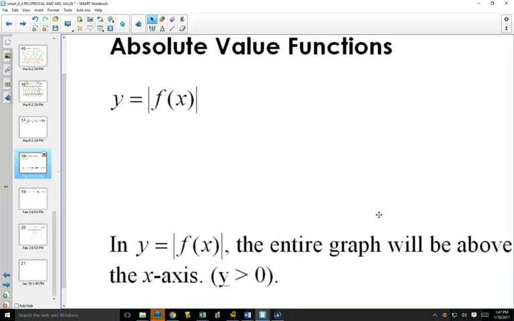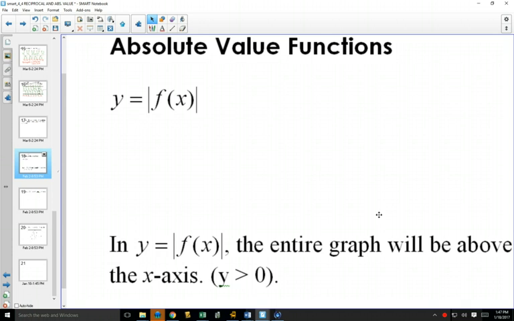The last special transformation that we're going to look at is what happens when you take any function and do the absolute value of it. Well, absolute value bars make something positive. What's the absolute value of 5? 5. What's the absolute value of negative 2?